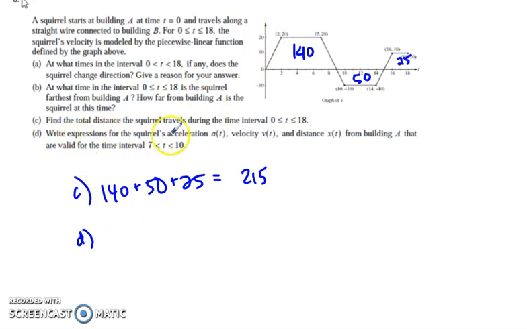Write the expressions for the squirrel's acceleration, velocity, and distance that are valid just on the interval from 7 to 10. So I'm going to start with velocity because the velocity curve is this linear function right here. So velocity equals, and what I have is a slope of, on the interval, let's just do the average rate of change. So change in y values, negative 10 minus 20 over change in x values, 10 minus 7. So negative 30 over 3 is negative 10.